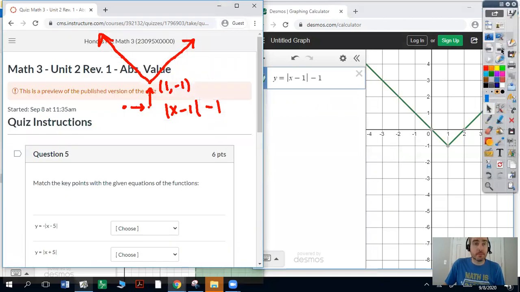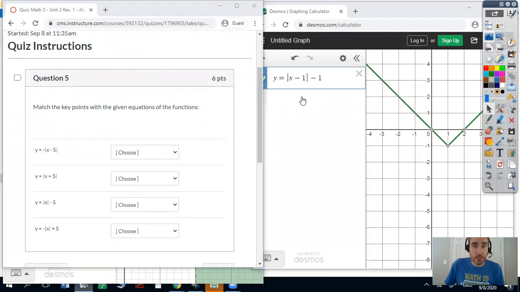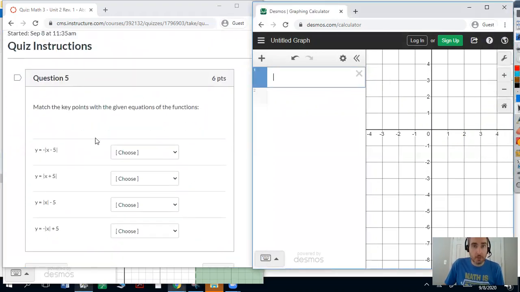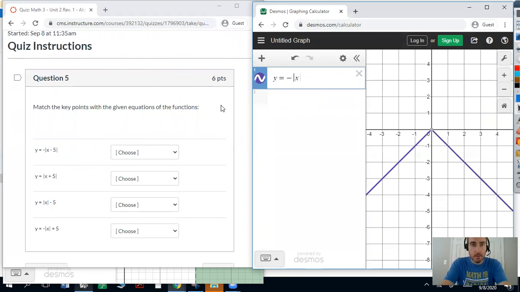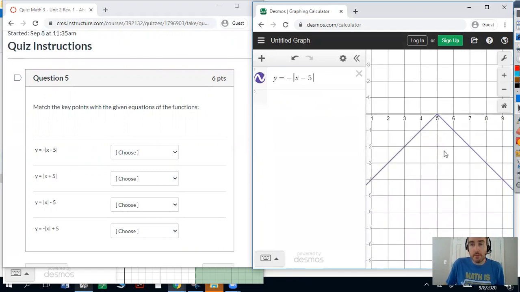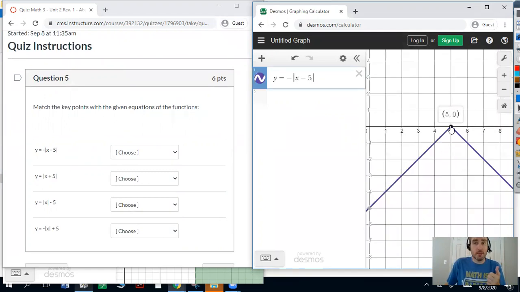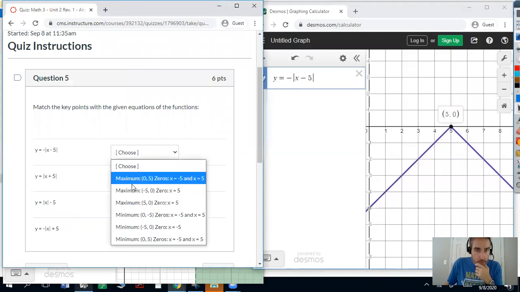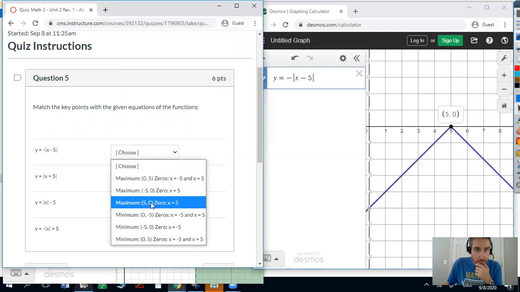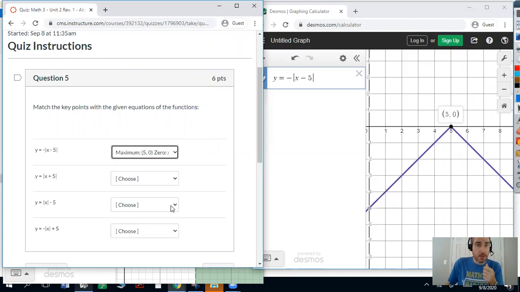Next. Match key points with the given equations. So you just graph each one of them. Y equals negative absolute value, x minus 5. And let's take a look at it. Well, first of all, it has a maximum. That point is 5, 0. So it's got a maximum at 5, 0. And it does have 1, 0 also at 5. 0 is whatever value of x gives you y equals 0. So it only has 1. So it's going to be that one.